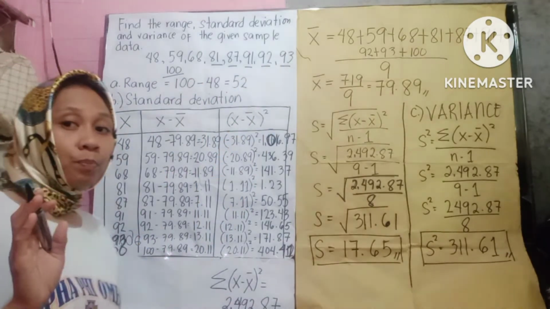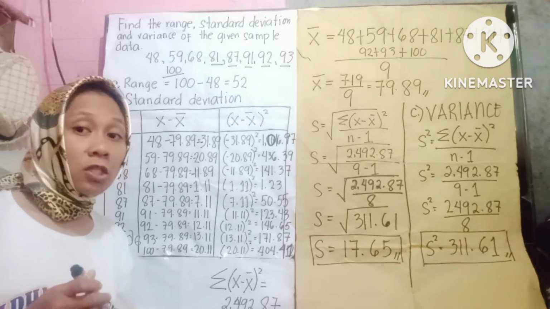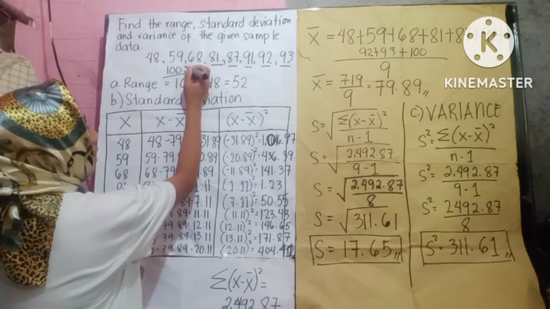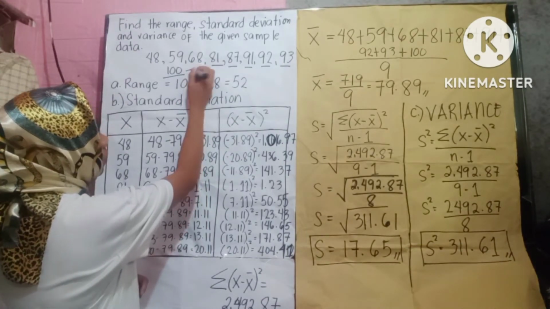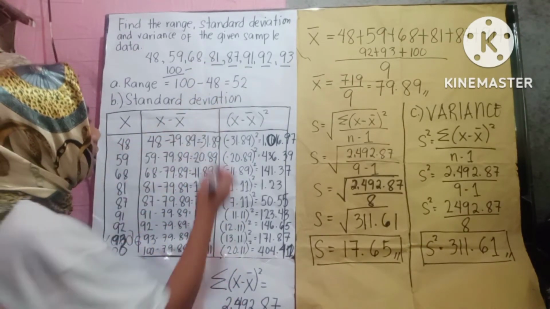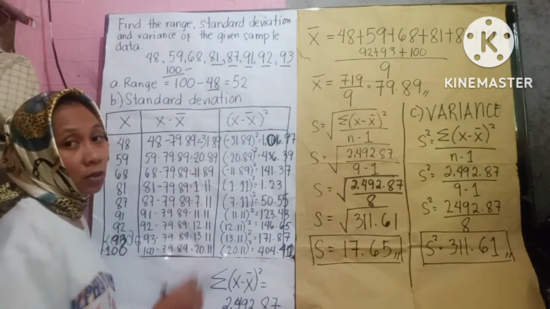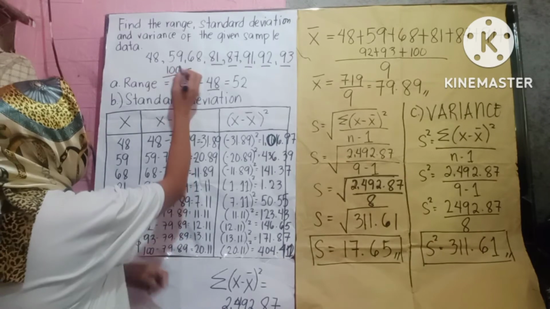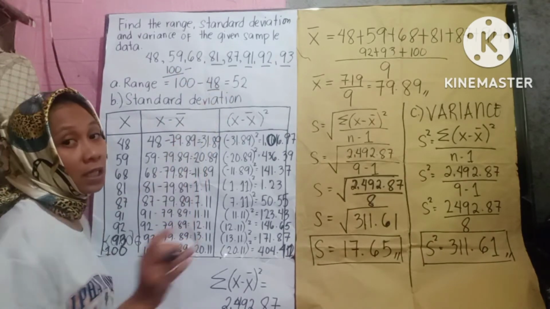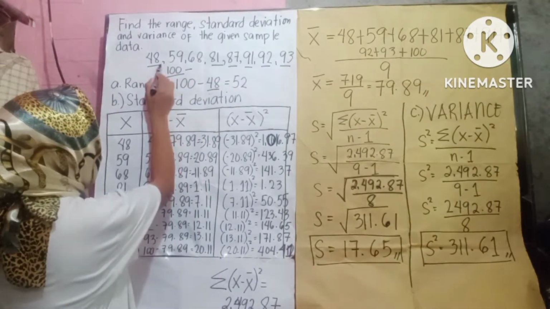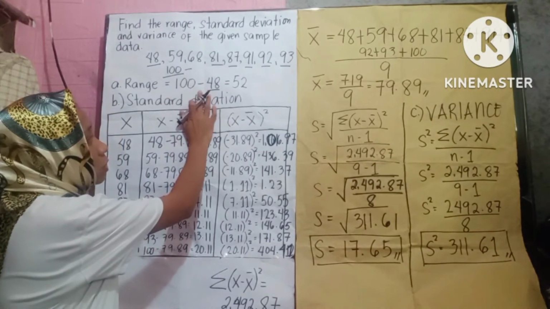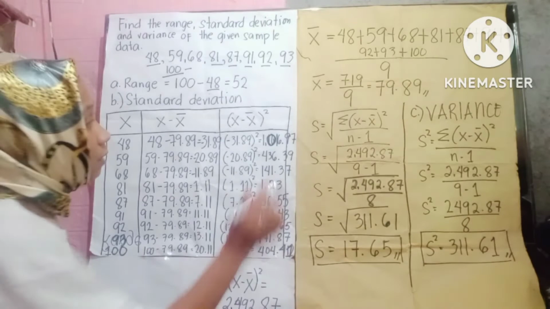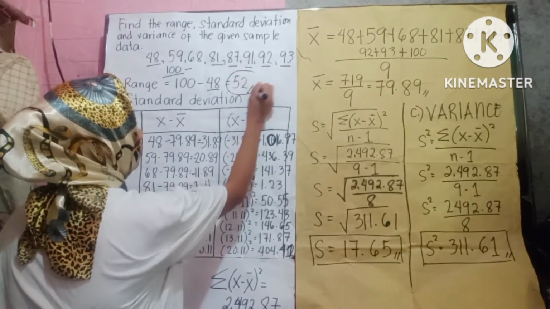To get the range, we know that the range is the greatest value minus the least data value. The biggest data value here is 100, minus the smallest data value, which is 48. So, 100 minus 48 equals 52. This is our range: 52.